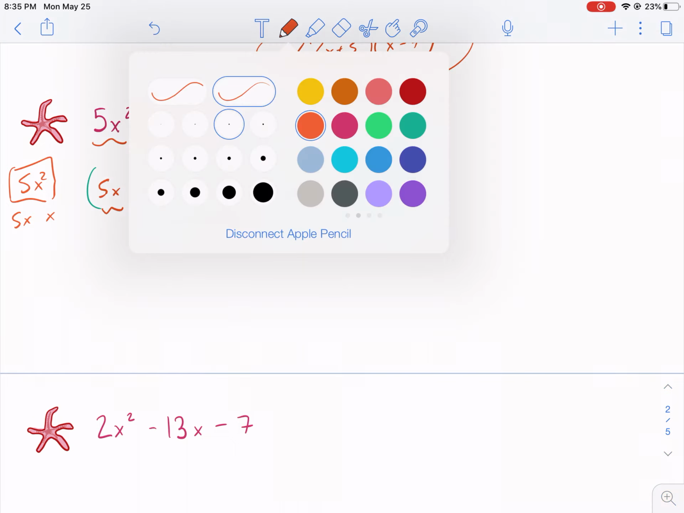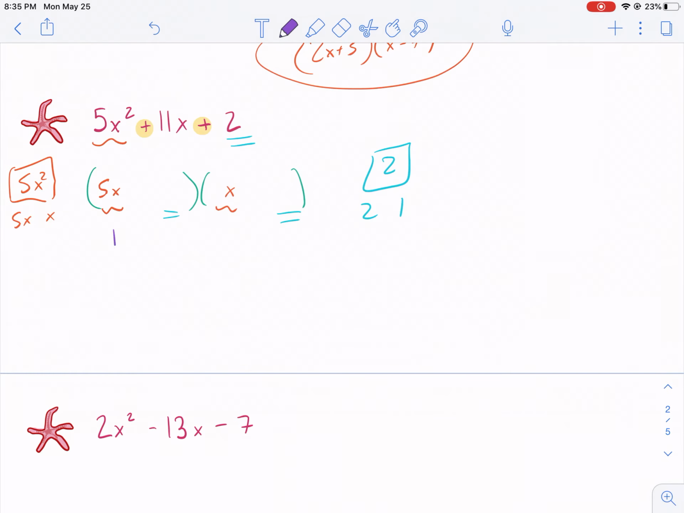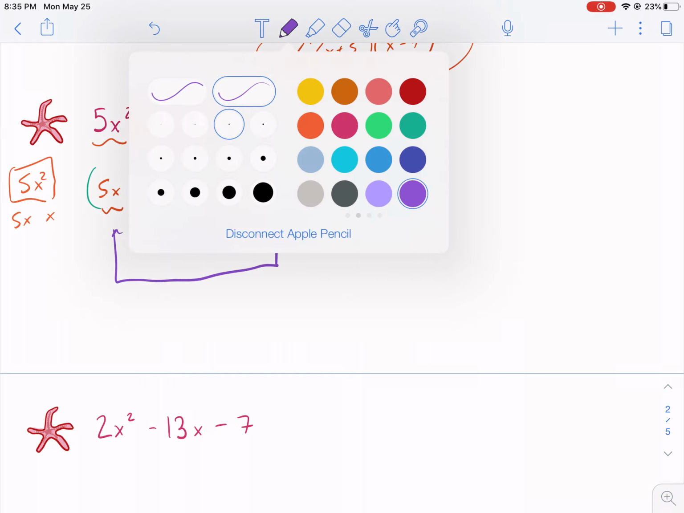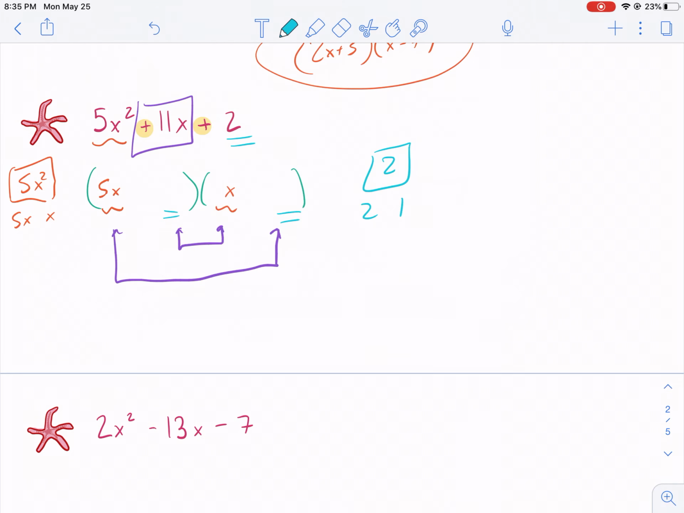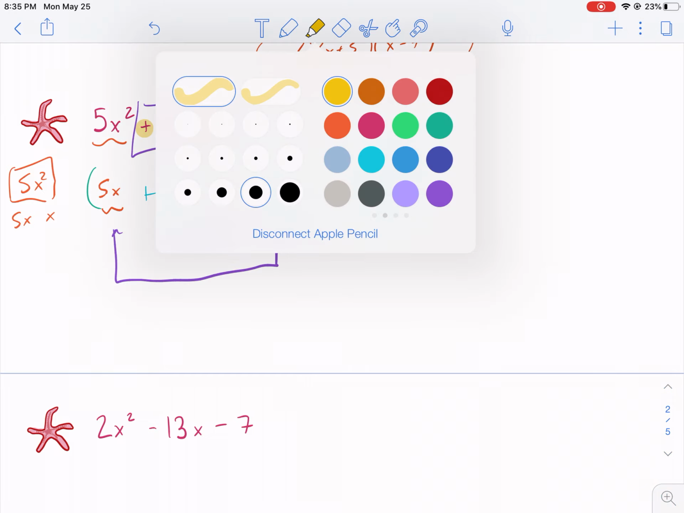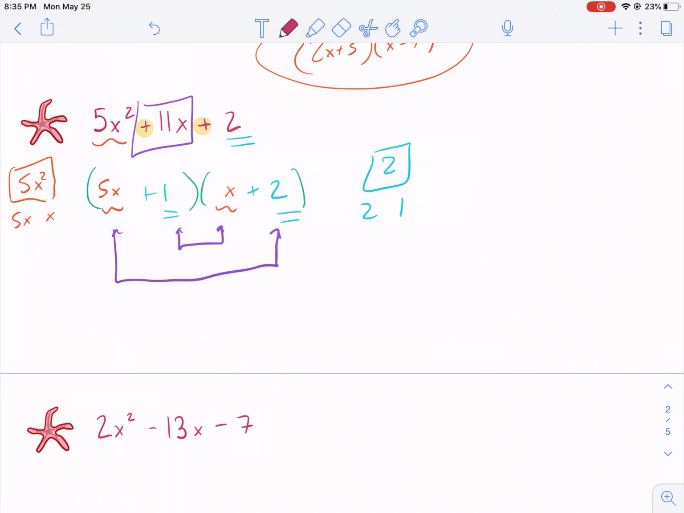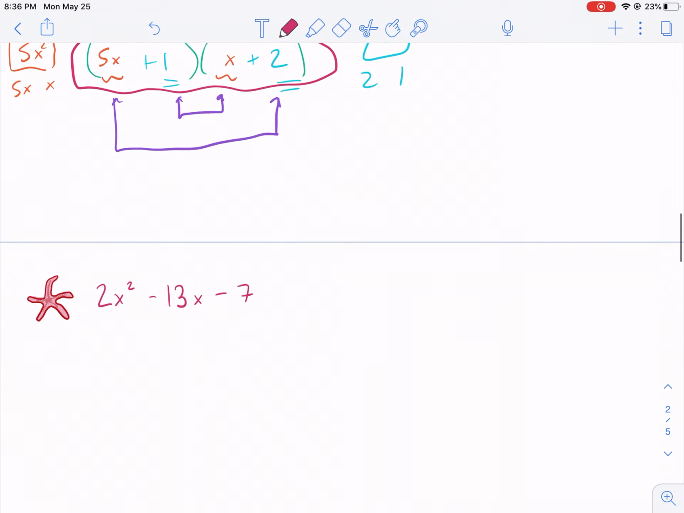Now I need to be smart here, knowing full well that these outside terms are going to be multiplied together and these inside terms are going to be multiplied together to give me that middle term there. I need to get close to 11, so I shouldn't multiply 5 times 1. That's not close, but guess what? 5 times 2 is very close. So I'm going to multiply 5 times 2, and I'll put positive 1 there. There is my final answer right here. Boom. 5x plus 1 times x plus 2.